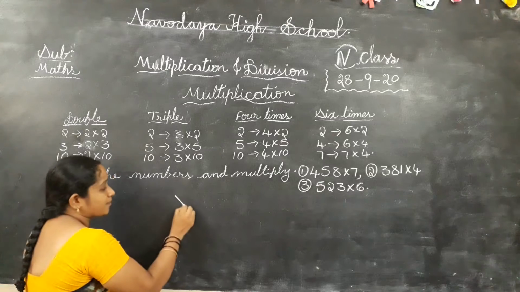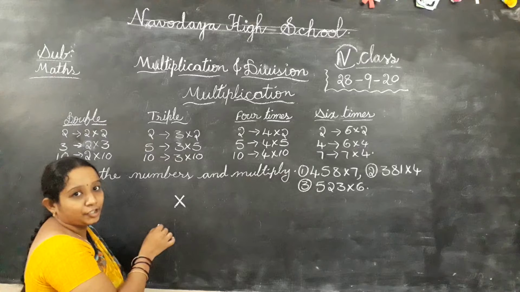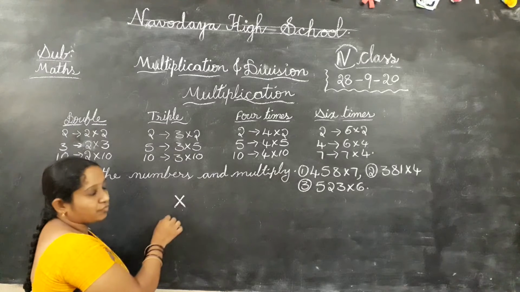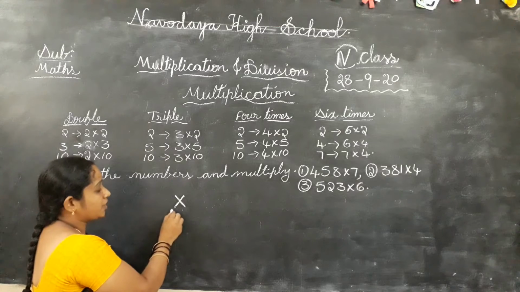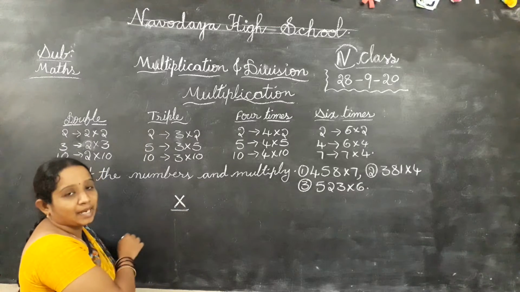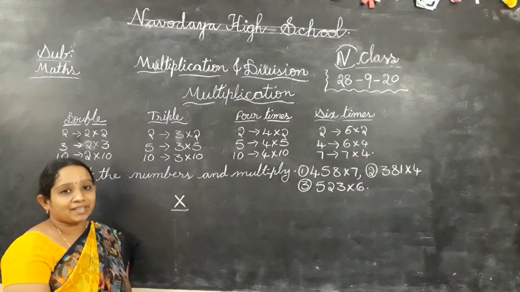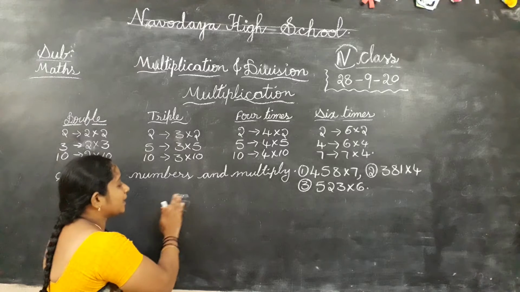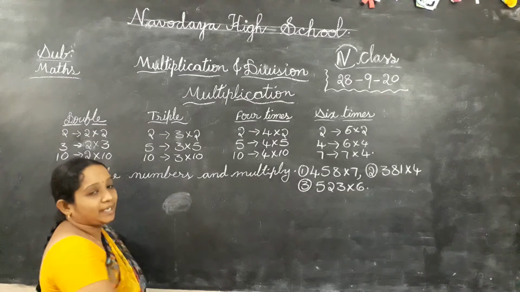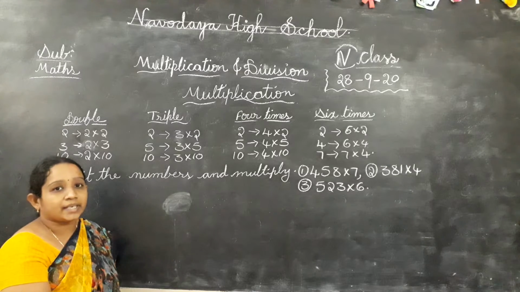What is this? This symbol is called into. Why is it useful? To multiply numbers. Into is used to multiply numbers. You have already learned about multiplication in the previous classes, children. Let us recall. Multiplication is nothing but repeated addition.